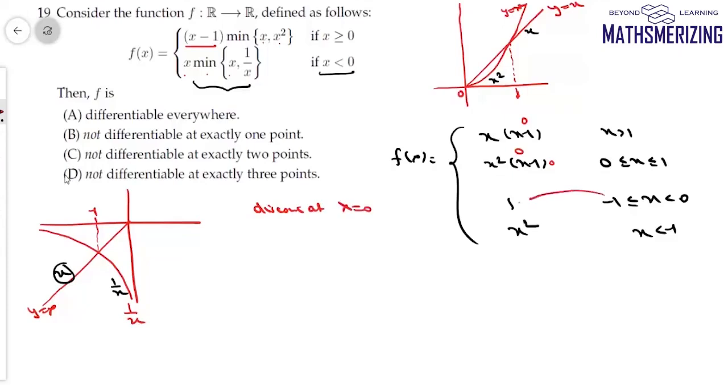Now at minus 1, this value is 1. And at minus 1, this value is again 1. So this function is continuous at all points except at x equal to 0. Now I'll differentiate this function.